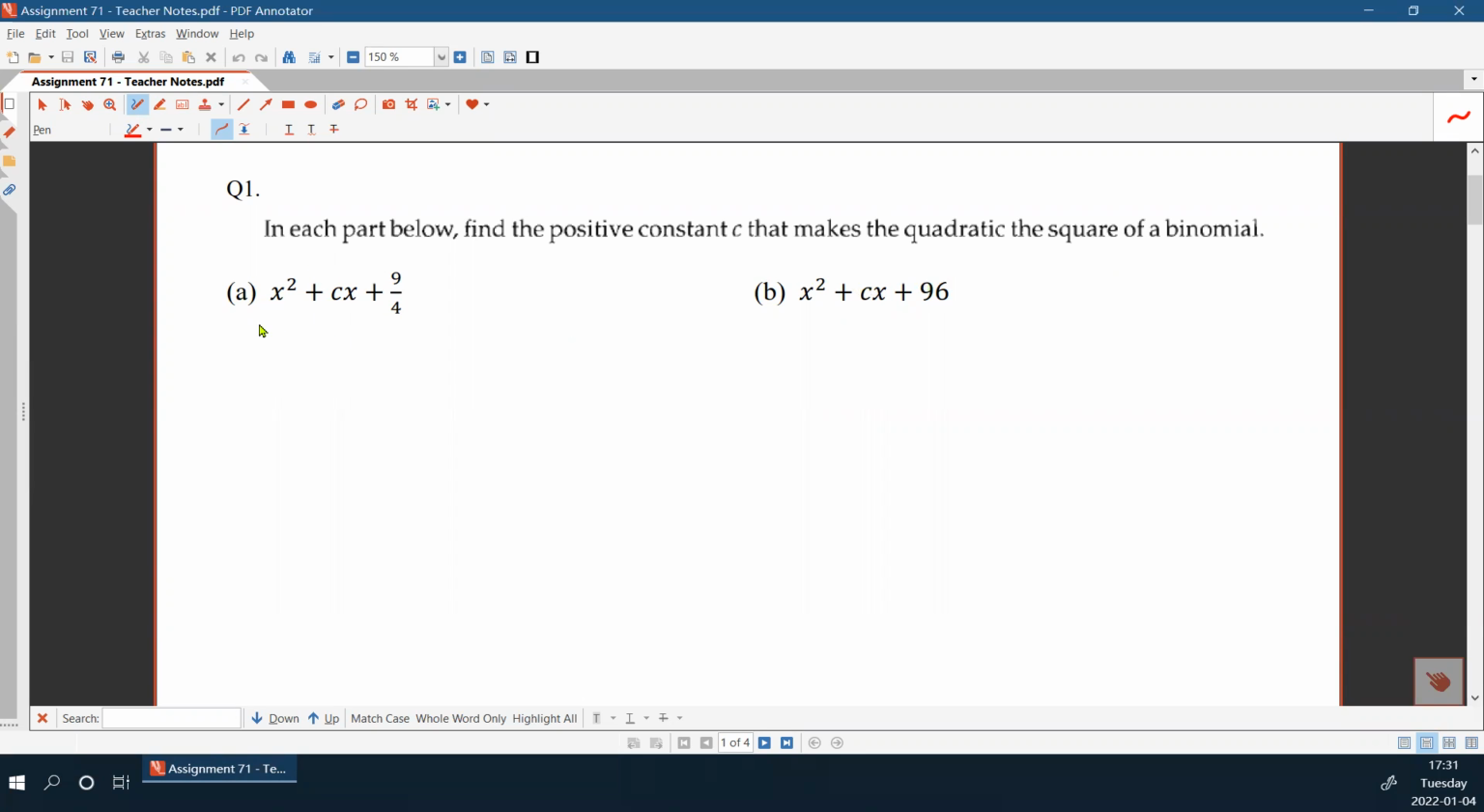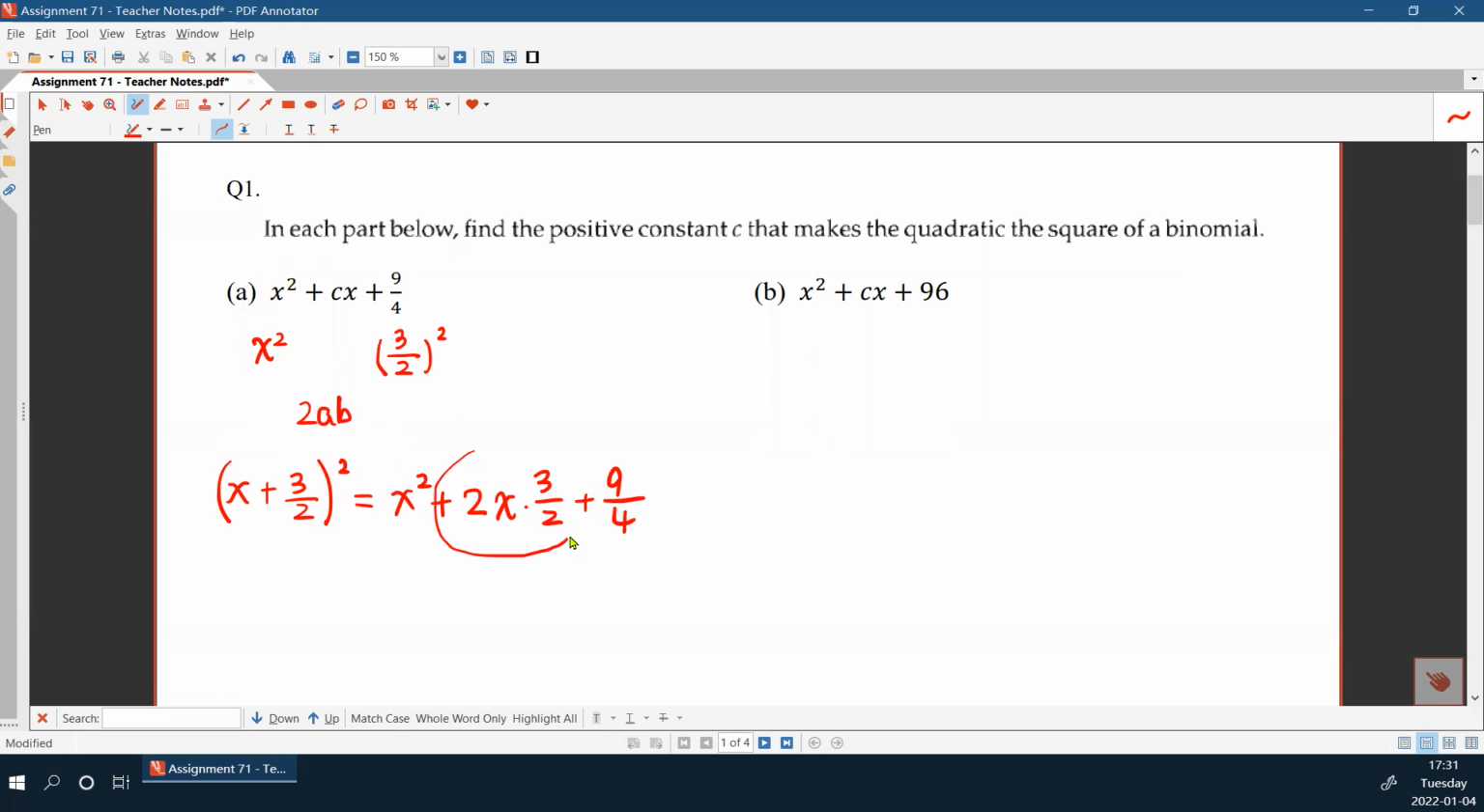Okay, so for the first question, note that we already have x squared here, and 9/4 is 3/2 squared, right? So we have a squared and b squared. We need 2ab. So if we have (x + 3/2) squared, then we will have x squared plus 2ab, which is 2x multiplied by 3/2, then plus 9/4, right?